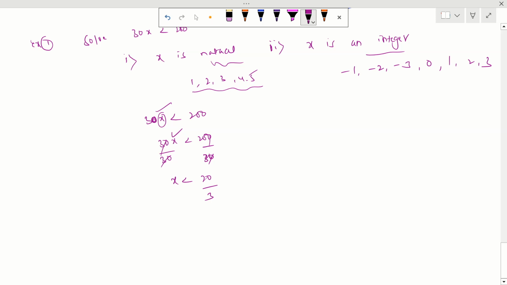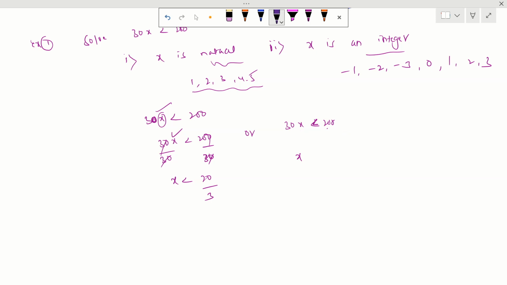Like this we can solve 30x less than 200. Just take the 30 to the other side; it will go to divide, right? If we take it on this side, it goes to the bottom, right?